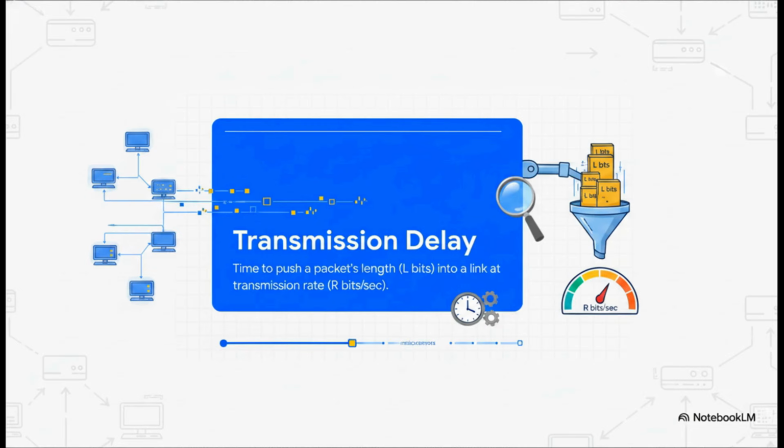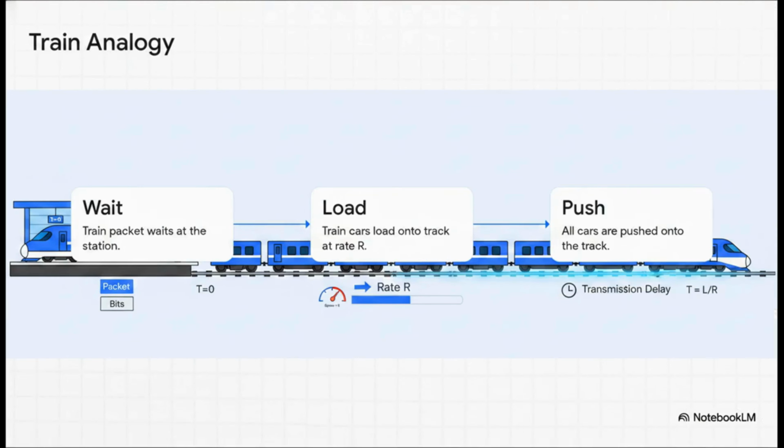Now, the absolute crucial point here is the units. If you divide a length in bits by a rate in bits per second, those bits mathematically cancel out. So what's left? Pure time, usually measured in microseconds or milliseconds. It's the literal time required for the router to push the packet out the door.